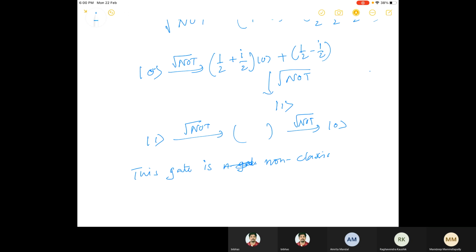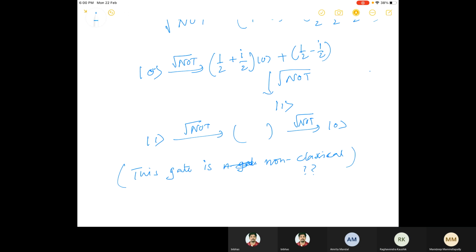What's the meaning of non-classical? Any idea? In classical, when you change, you only change from one bit to the other bit, but this root NOT gate has the capacity to change from one bit to a superposition of 2 bits. This superposition is not possible in classical, right? So that's why we can't realize this gate in a classical scenario.